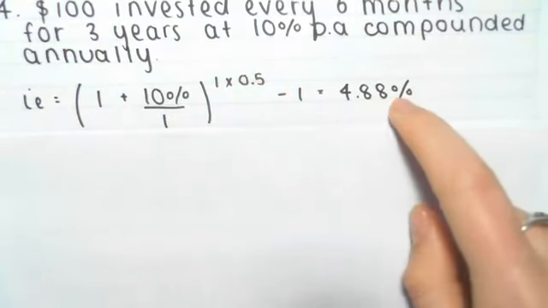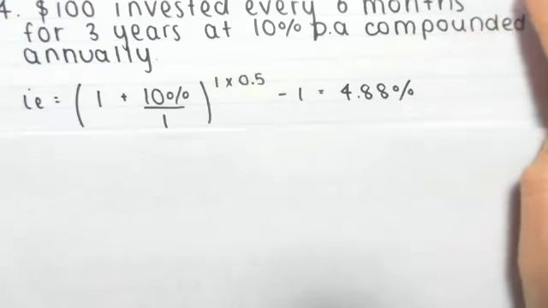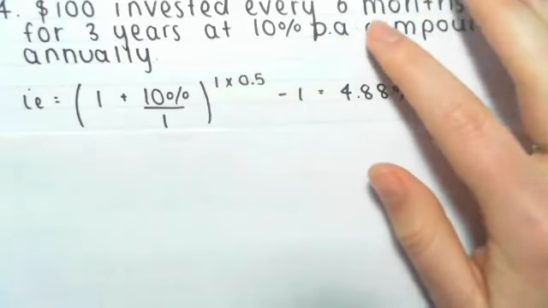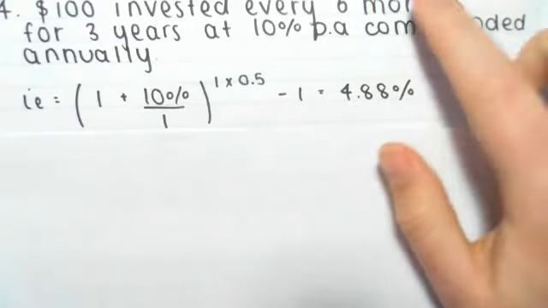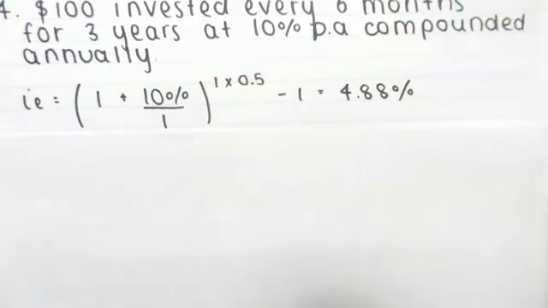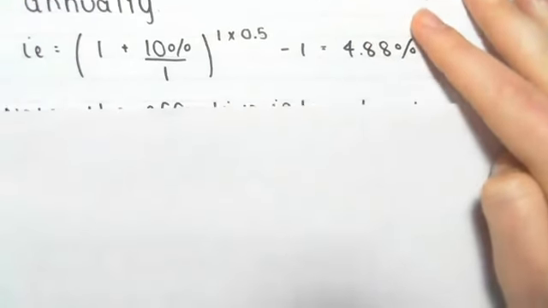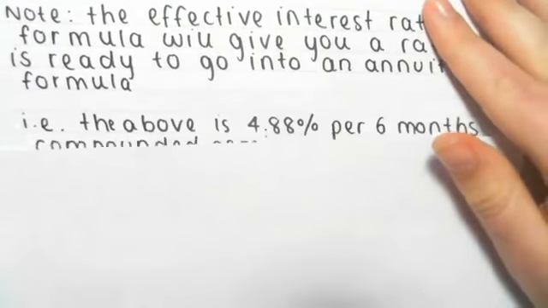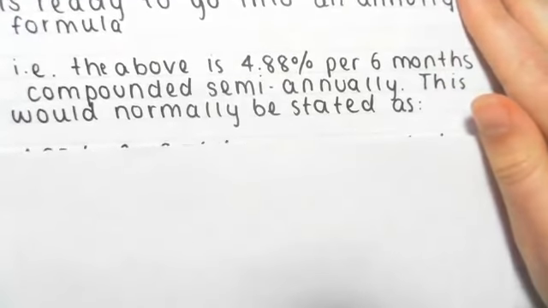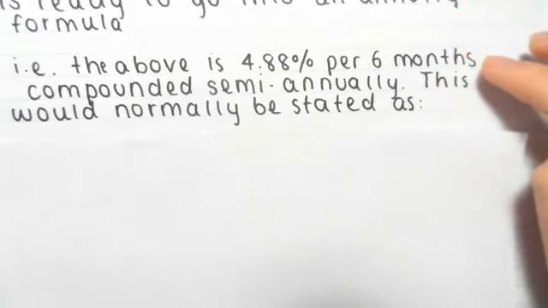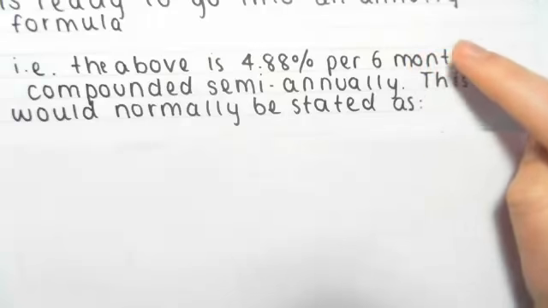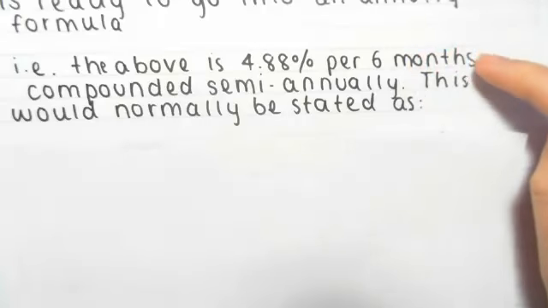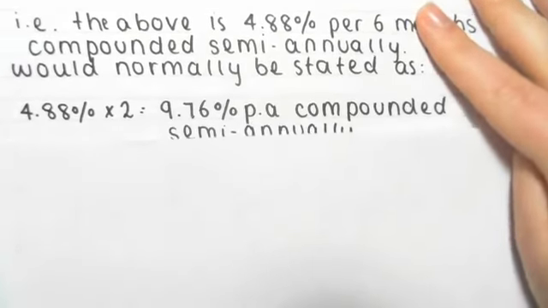Now remember I said this is ready to go straight into the formula. It's not a per annum rate, it's going to come out as a per 6 month rate. So we don't have to worry about dividing by 2 like the last one. So that's all that it says here, it's ready to go straight into the formula. So, as I said, this is now 4.88% per 6 months.